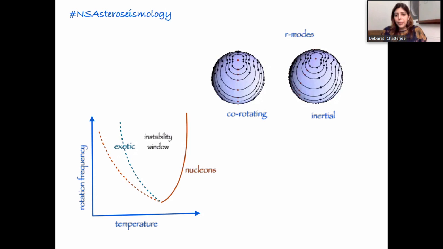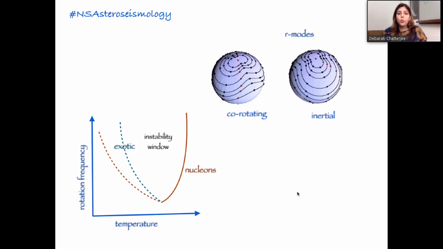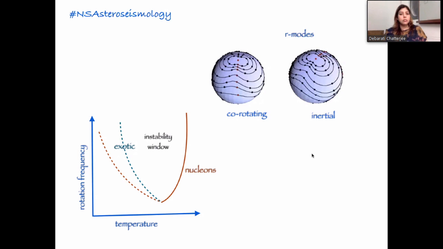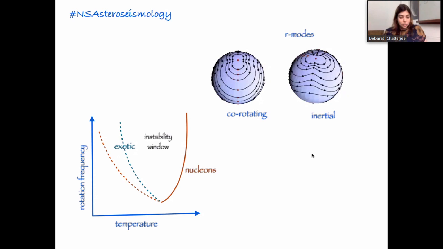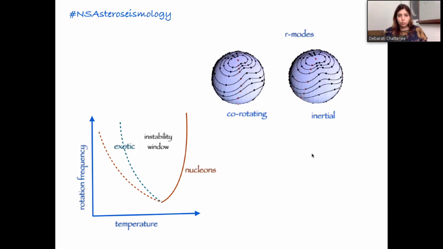You can see on the right two images of the rotating neutron star in the co-rotating frame and the inertial frame. The co-rotating frame is one where the observer is sitting on the oscillation mode, rotating with the star, and the other one is inertial, which means the observer is far away. There is a mechanism called the Chandrasekhar-Friedman-Schutz mechanism, first proposed by Chandrasekhar in the 1970s. This says that these kinds of modes would be unstable in all rotating neutron stars. This is good news for us because we want to detect gravitational waves from neutron stars.